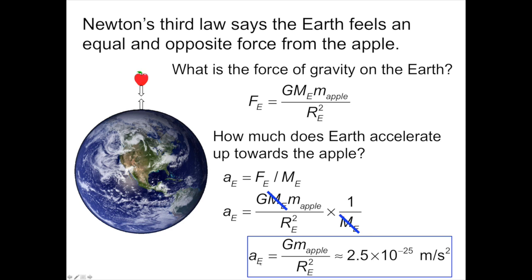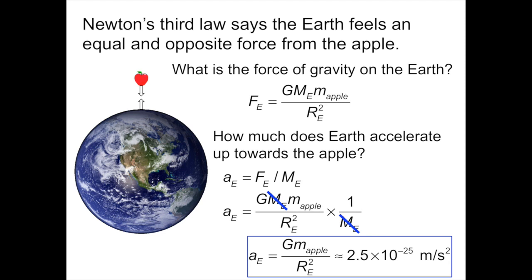And now the acceleration of the Earth is G times the mass of the apple divided by the radius of the Earth squared. If I have a half a kilogram apple just held at shoulder length above the Earth's surface, the acceleration felt by the Earth will be 2.5 times 10 to the minus 25 meters per second squared. This is a very unintuitive result. After all, a few times 10 to the minus 25 meters doesn't even come up to the diameter of an atomic nucleus. This is a tiny, tiny amount.